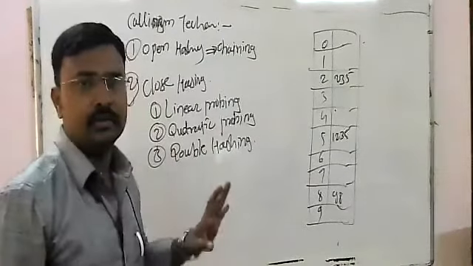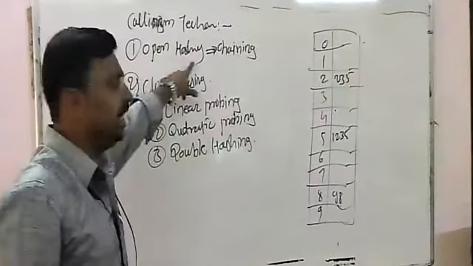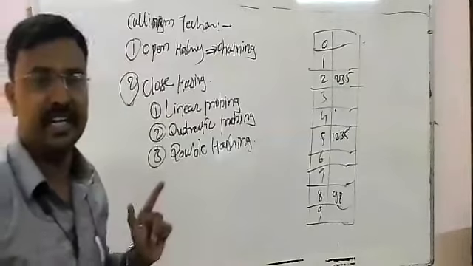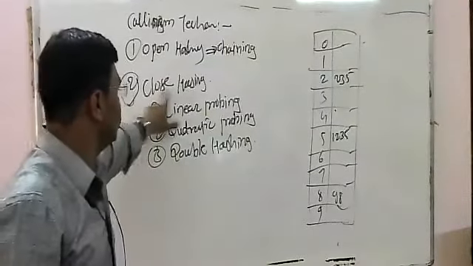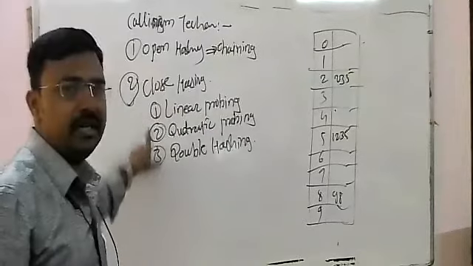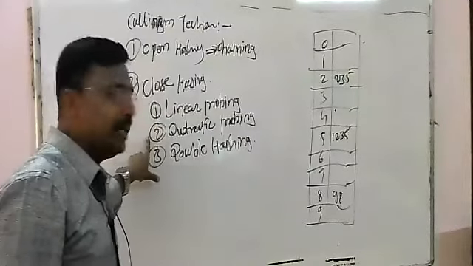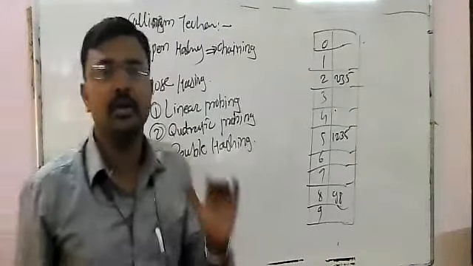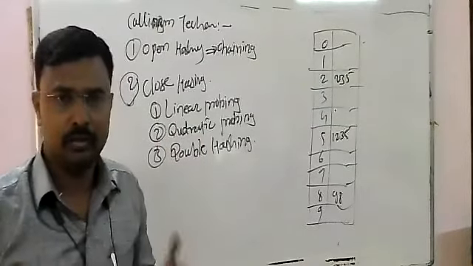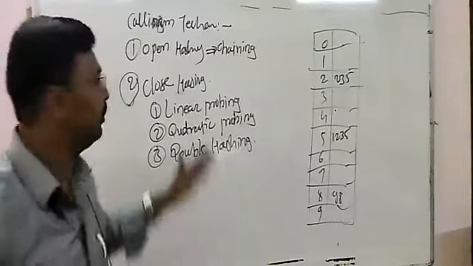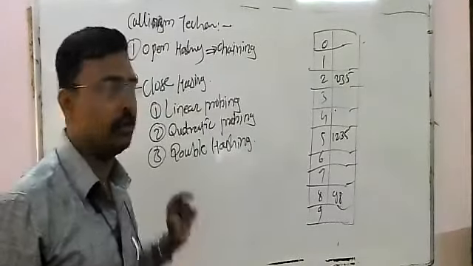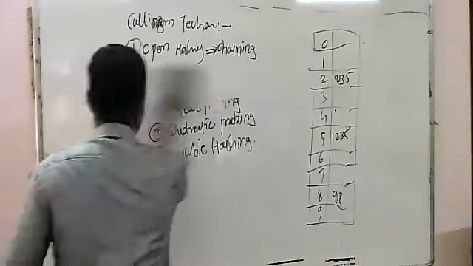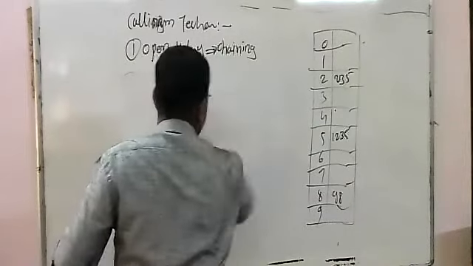Okay. There are two techniques. First one is open hashing. Second one is closed hashing. Open hashing is also called chaining. And another one is closed hashing, which is done by using linear probing, quadratic probing, and double hashing. All these techniques are used to avoid the collision. We are going to use one of these techniques. Okay, so in that, first one is nothing but chaining. So how to use this technique?